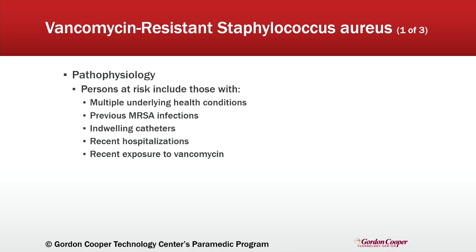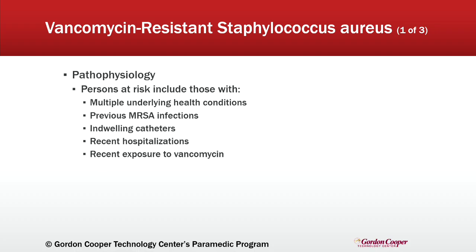Then we have vancomycin-resistant. We mentioned this one just a little bit in the MRSA section. This is VRSA. Vancomycin is the primary drug used to treat Staphylococcus infections. This is similar to MRSA. These infections can usually show up as pimples, boils, or other things on the skin, and infections can become severe and wind up leading to sepsis.